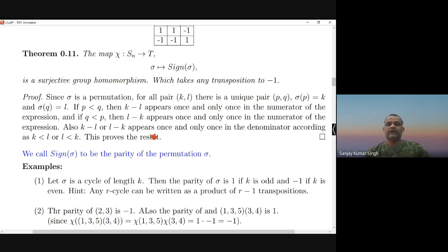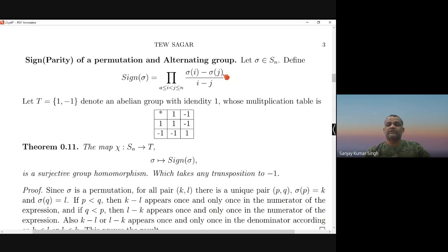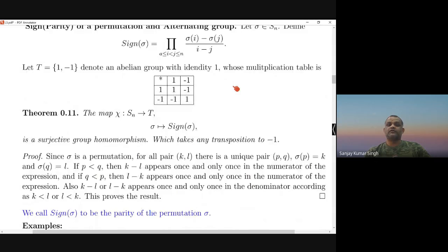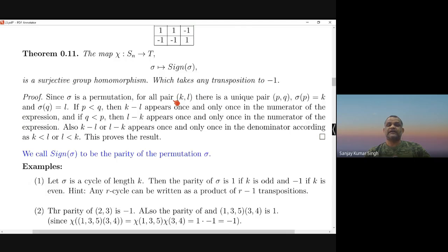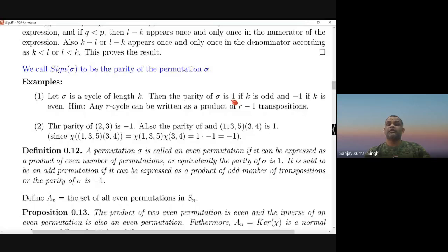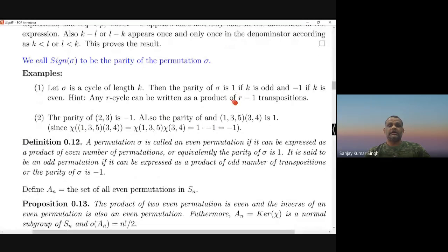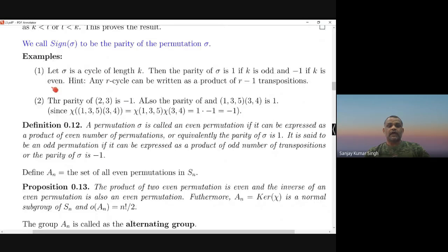And so whatever these values come out to, they come as a product of either 1 or minus 1. And this always remains in the group T, which is just a group of two elements, 1 and minus 1. And hence the sign is always either 1 or minus 1. So we call this the parity of the permutation sigma. And some observations in examples.